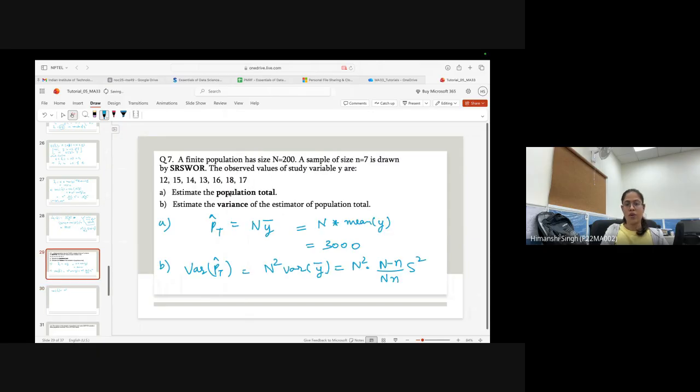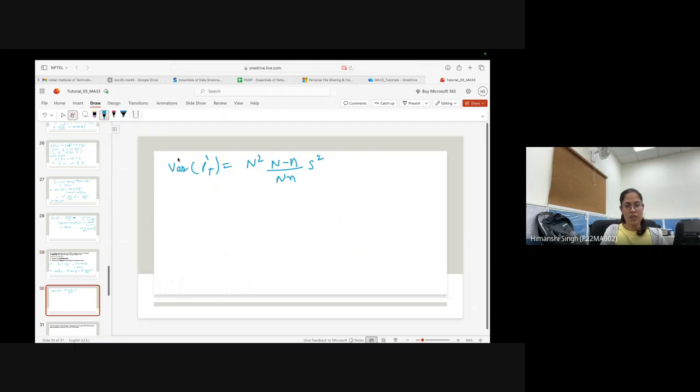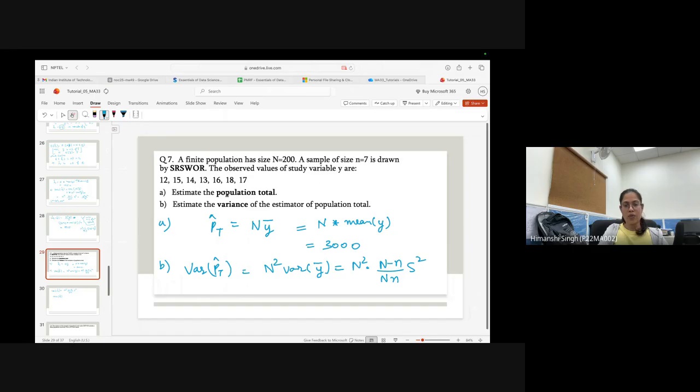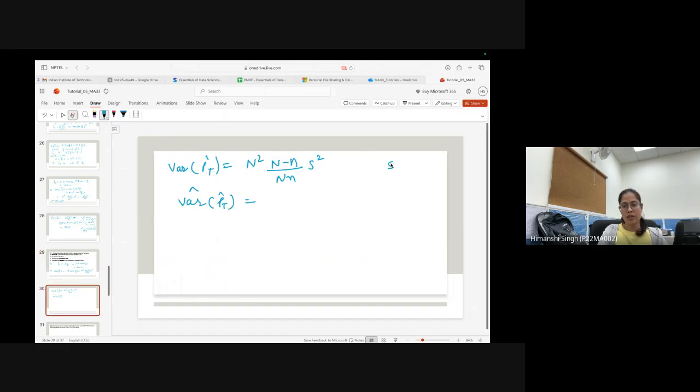Now in the question, we only have knowledge about the sample. We do not know the variance of the population. We basically don't know this quantity capital S square because it depends upon the whole population. So I need to estimate it, as it is written in the question also: estimate the variance. So what will be the estimate of the variance of PT hat? Here you can see this is capital S square, and under SRSWOR we have studied that small s square is an unbiased estimator of capital S square under SRSWOR.